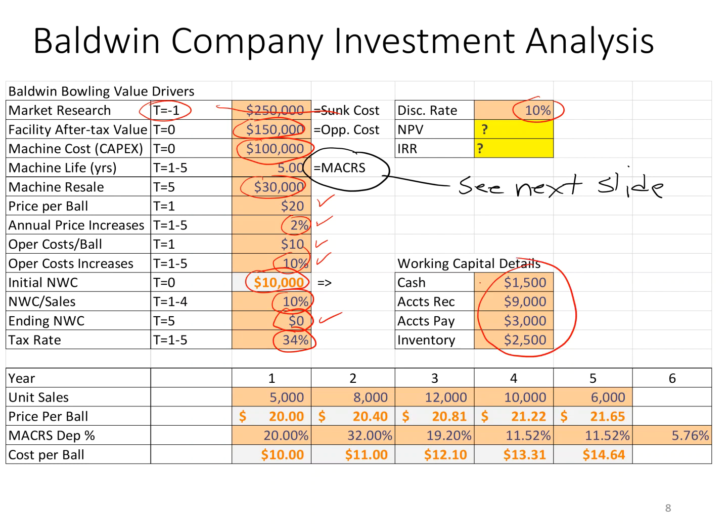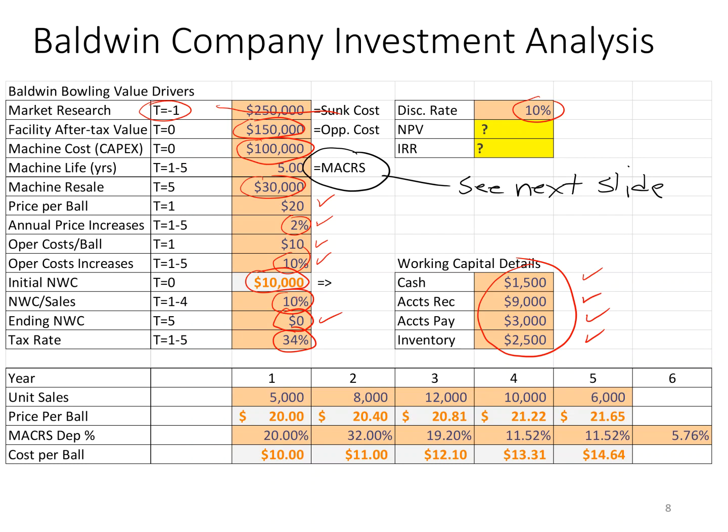By the way, the details behind the $10,000 initial net working capital assume I'm going to need $1,500 in cash today, $9,000 in receivables. There'll be $3,000 in payables and $2,500 in inventory.